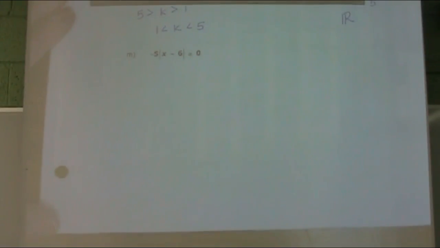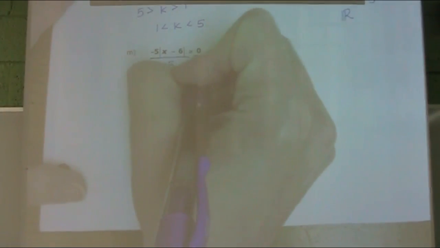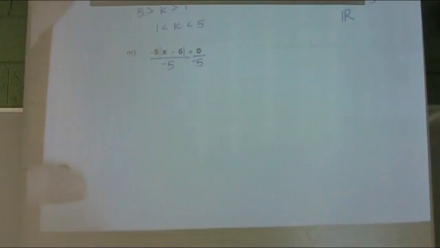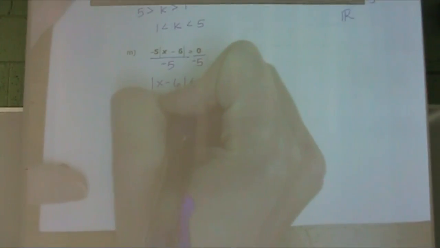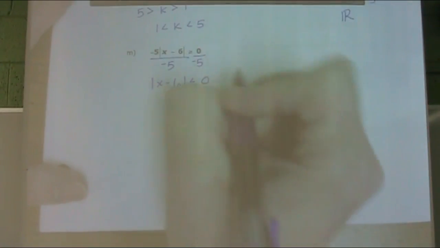All right, the very last inequality we have here, we need to get the absolute value by itself first. So divide both sides by negative 5. What do I need to remember to do when I do this? Flip the sign. So I have absolute value of x minus 6 is less than or equal to 0.